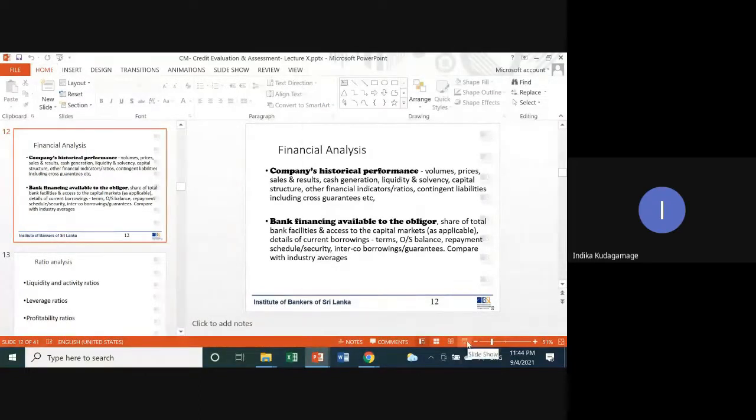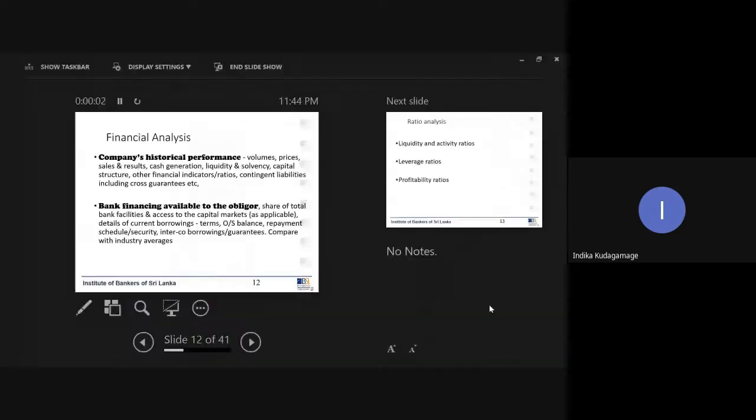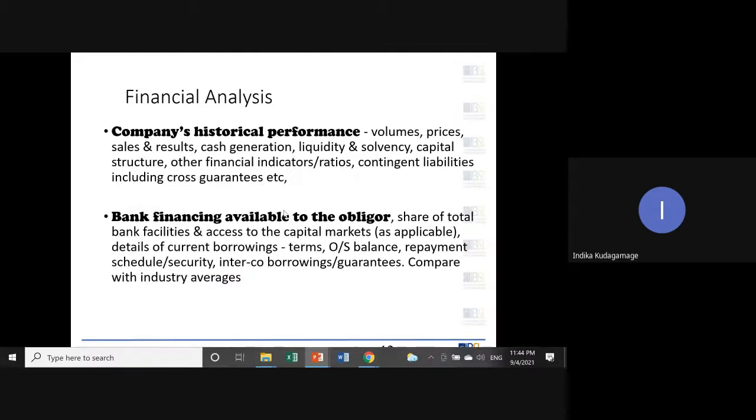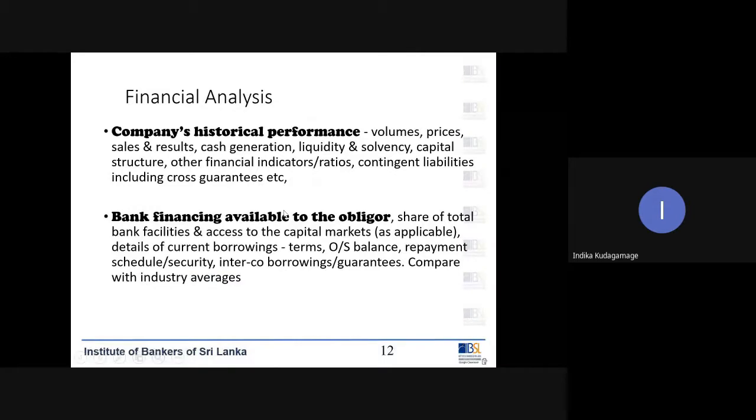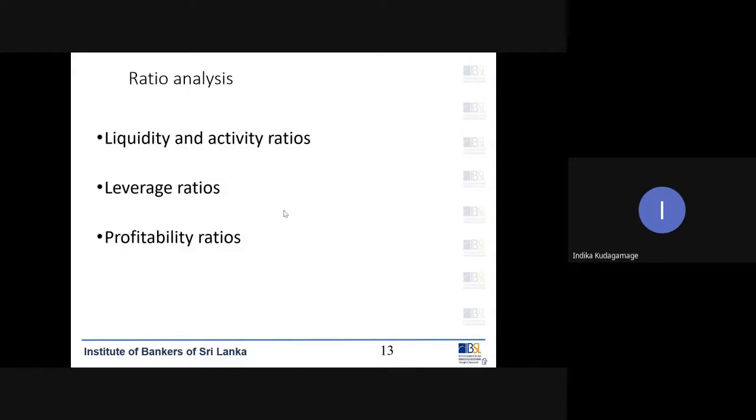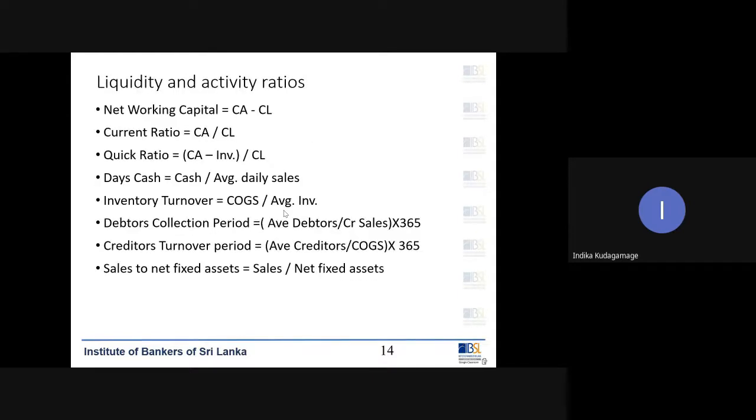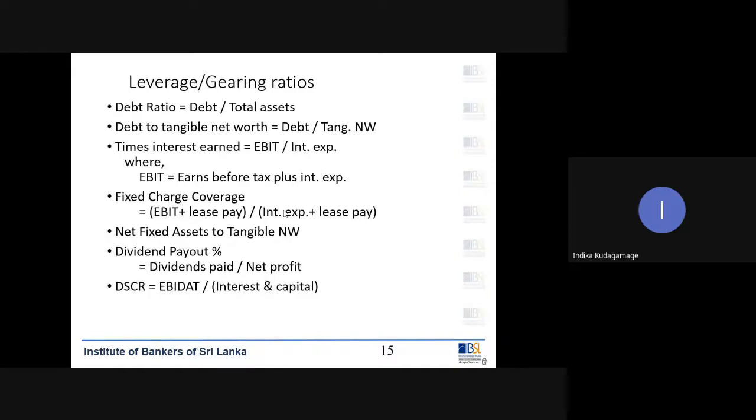Right? So we don't want to finance all the requirements of a customer. We need to say no sometimes. Right? Then we split the risk between two banks. So we need to know the banking facilities. These are the ratios we learned: liquidity ratios, leverage ratios, profitability ratios.